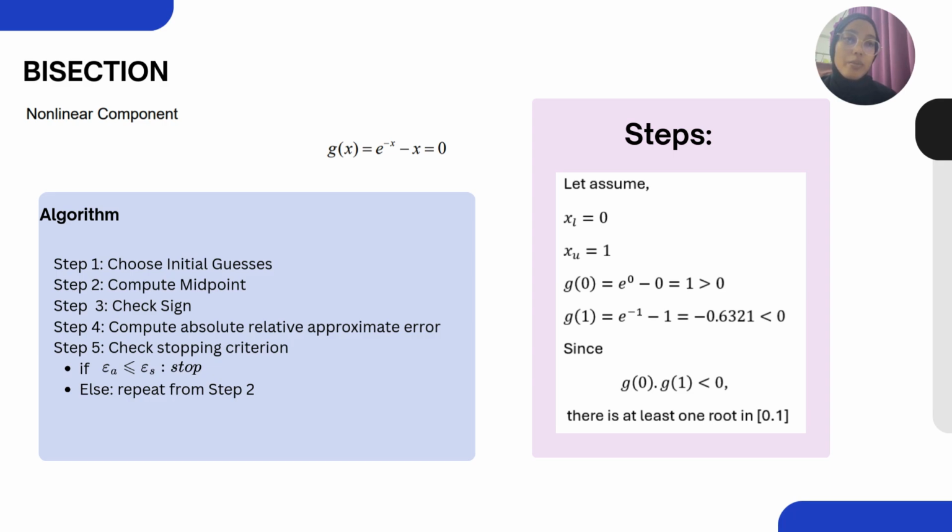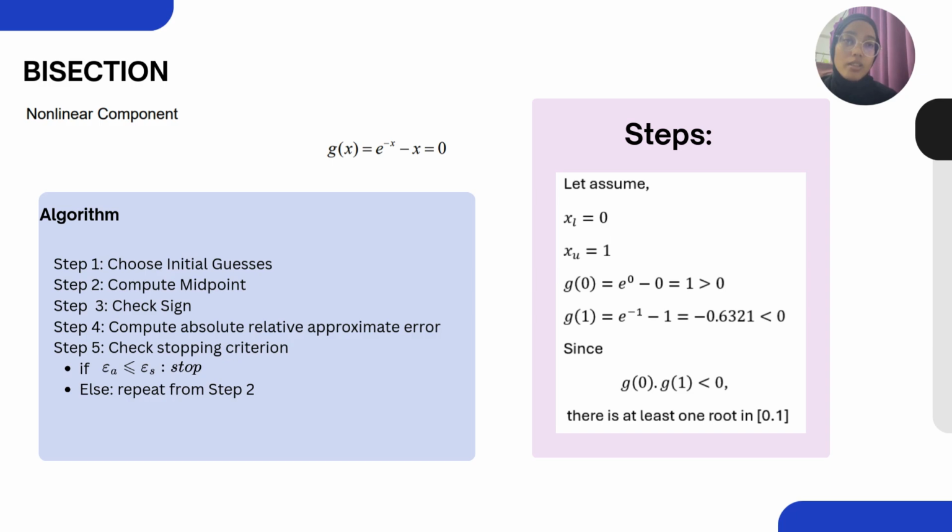Next, we compute the midpoint of the interval. Then we check the sign of the function at the midpoint. Based on the sign, we update the interval by keeping the subinterval that contains the root. This process is repeated until the error is sufficiently small or the stopping criterion is satisfied.